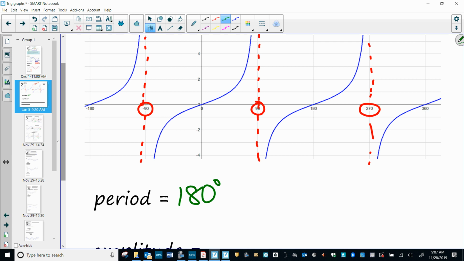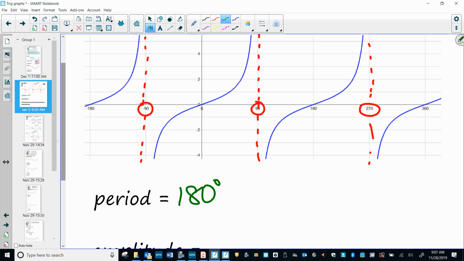What do you do first when you're looking at the period? You don't have to start at 0. You just need to look at how long it takes to complete a cycle. How often does it repeat? Or how far apart are the asymptotes? So it's not always going to be 180.